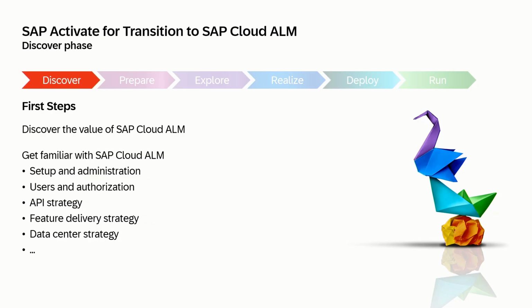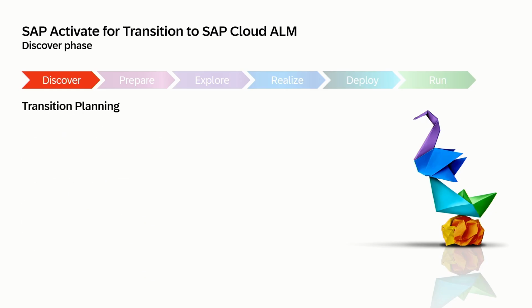API strategy. How does SAP deliver new features to SAP Cloud ALM? There are no support packages anymore. There are no new releases anymore. You might be curious about the data center strategy, usage rights, a lot of things to get familiar with if you start a project with SAP Cloud ALM. And then it's already time to get the Cloud ALM tenant. That's rather simple compared to other SAP products. Go to SAP for Me and push a button so that your Cloud ALM tenant is getting provisioned.